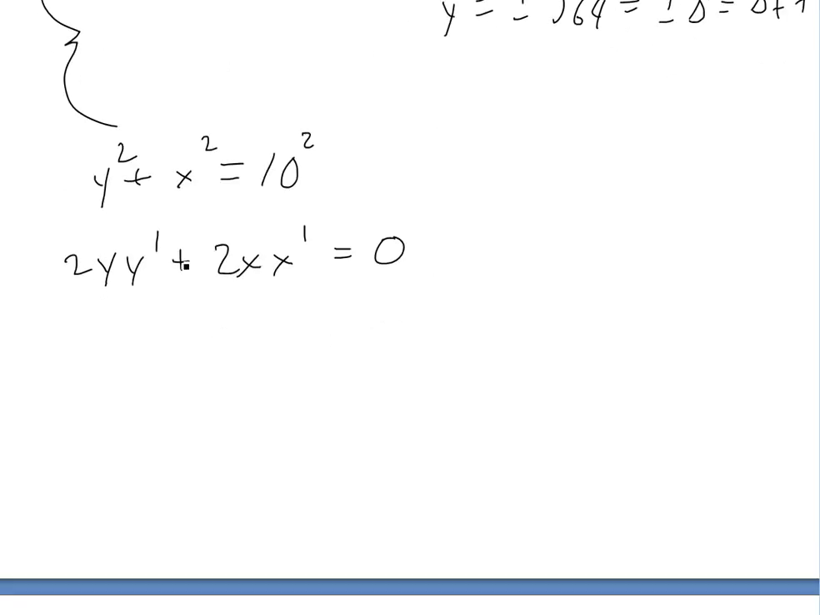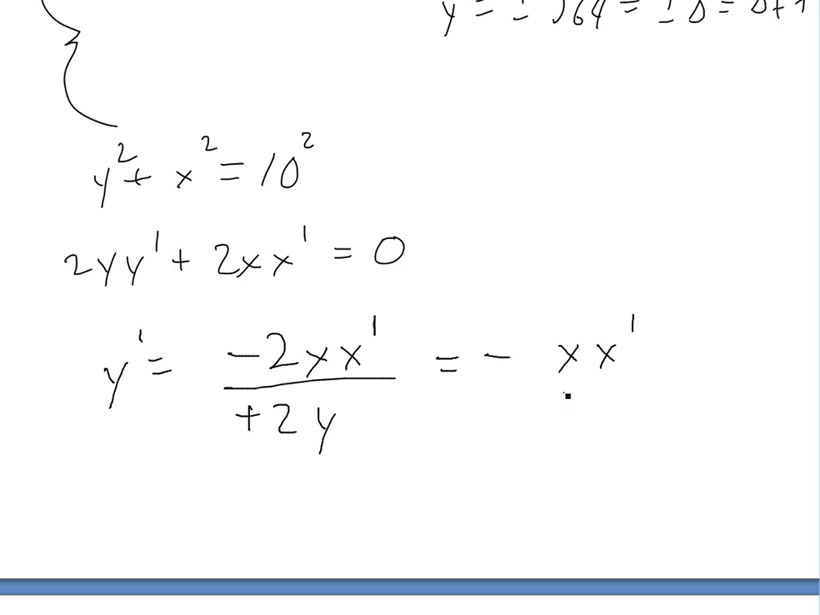And now we could just rearrange for y prime and solve for it. So y prime is equal to, we take this to the other side, negative 2x times x prime, divided by 2y. The 2's cancel, so we're left with y prime equals negative x times x prime over y.